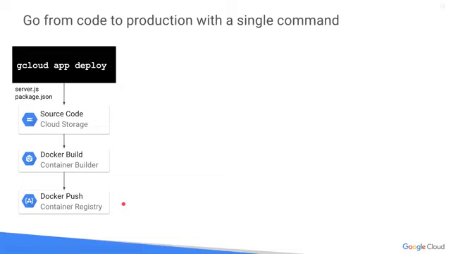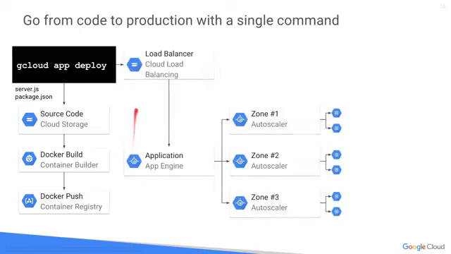So what else does App Engine Flexible Environment do behind the scenes? App Engine sets up a load balancer and runs your application in 3 zones to ensure that your application is always up and running. App Engine launches and auto-scales Google Compute Engine instances to run your application and ensure that your application can scale up or down depending on traffic volume.